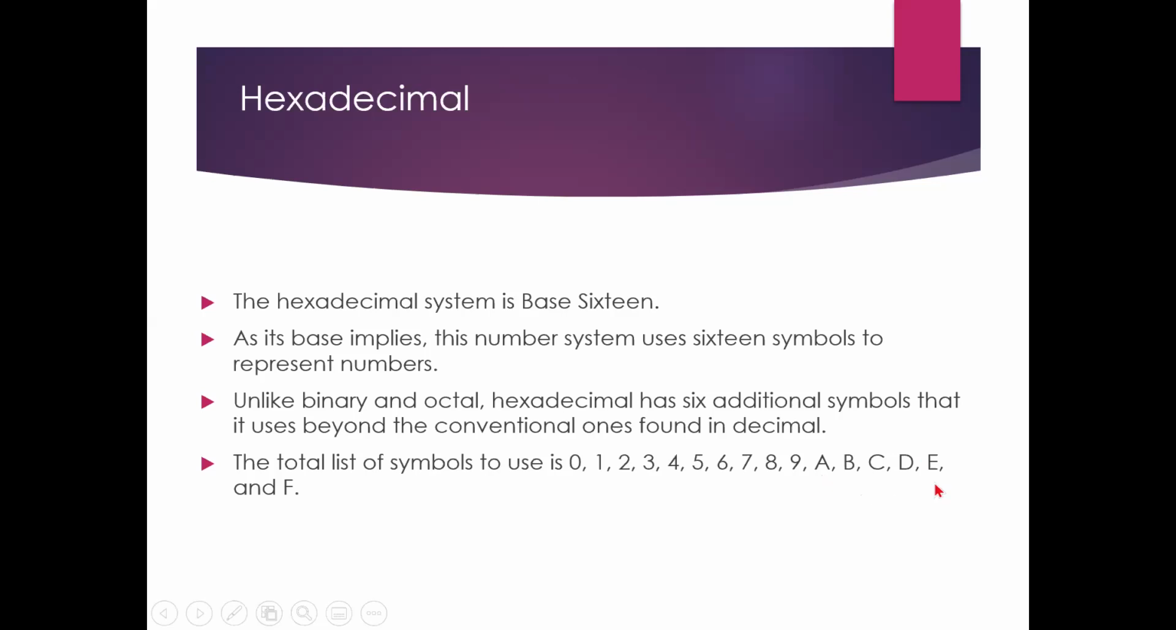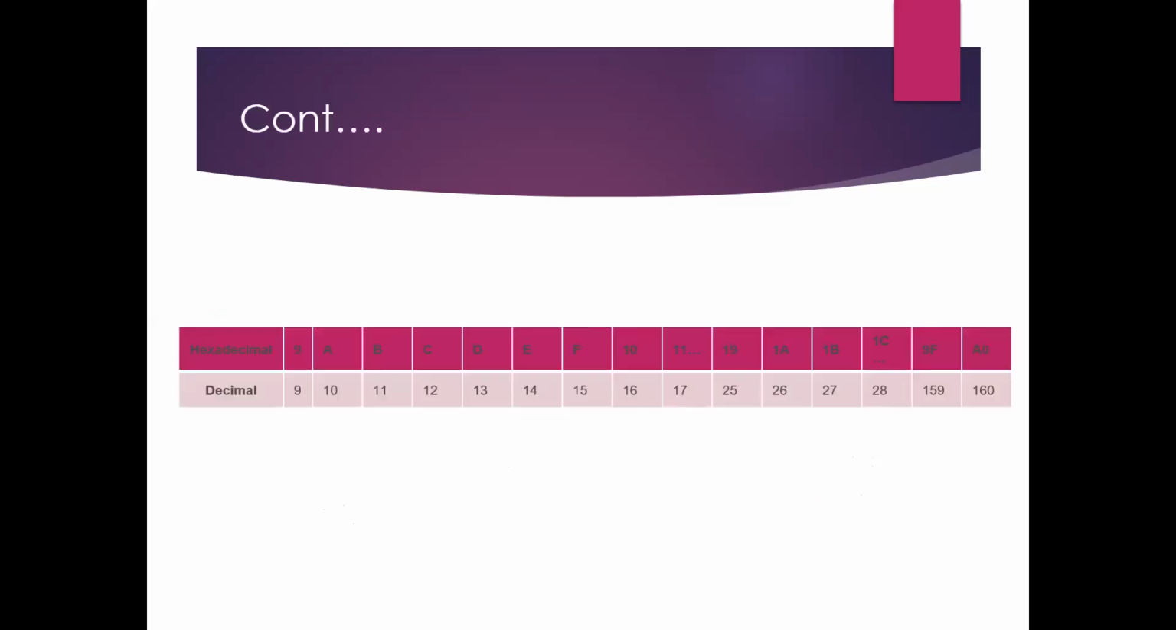A, B, C, D, E and F. These are the 16 symbols used in the hexadecimal number system. Now let's look at this table, how these are equivalent to different decimal numbers. Since up to 9 it is the same, the table started with 9. In the hexadecimal system, 9 is equivalent to 9 in the decimal number system.